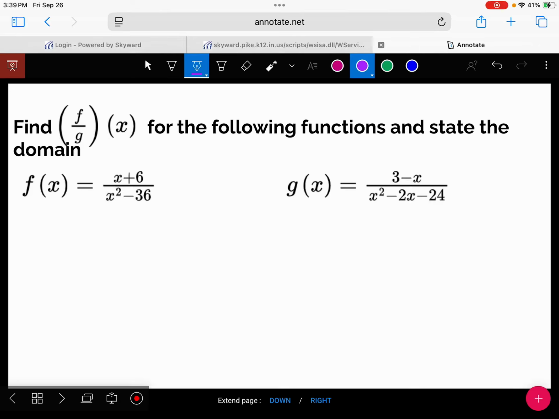Okay, we're going to do one more like this. I encourage you to pause this, try and do this quotient, find our domain, and then come back and check. I'm going to give you a second to pause so that you can work on it, give it a shot, and come back and look at it.